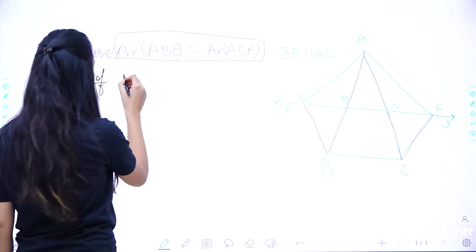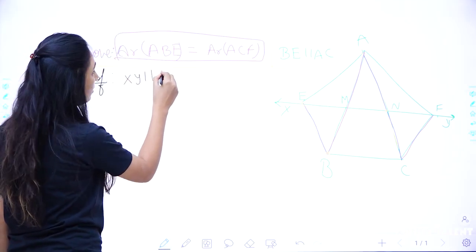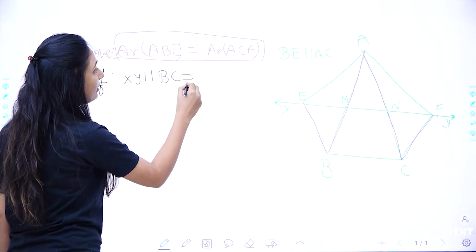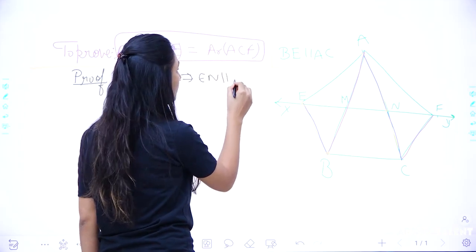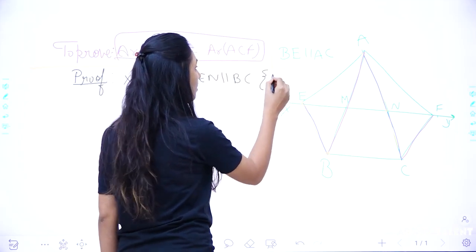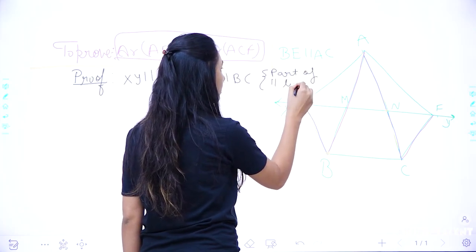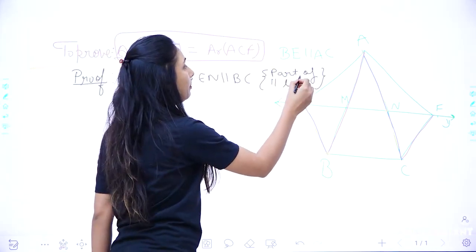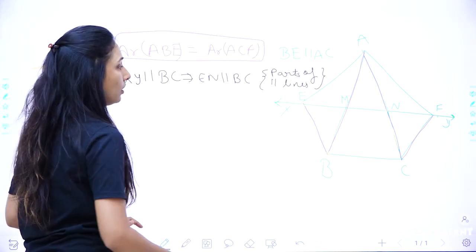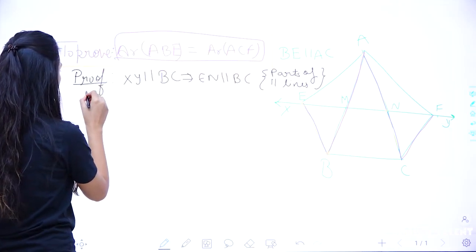Here we will be saying that XY is parallel to BC, implies that EN is parallel to BC. How? Parts of parallel lines. Okay, parts of parallel lines. This is the first thing. So this BC is parallel to EN.